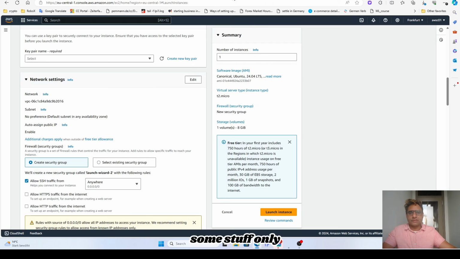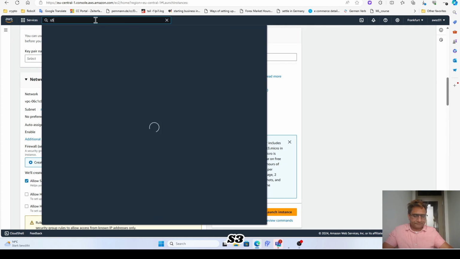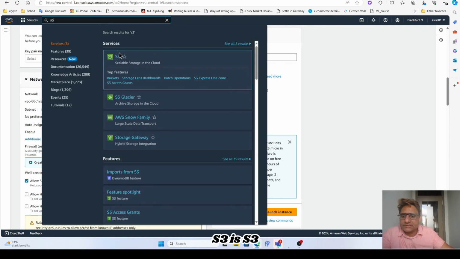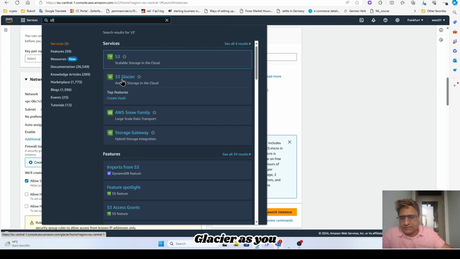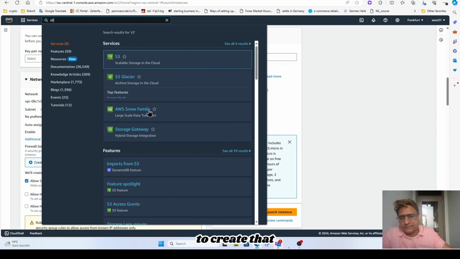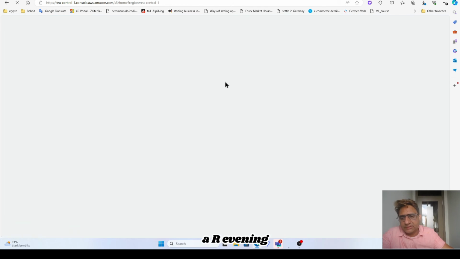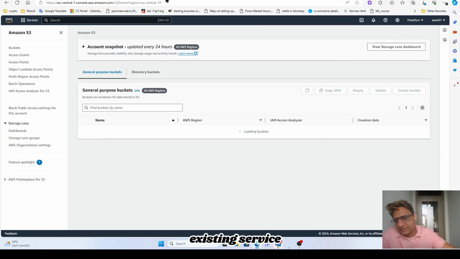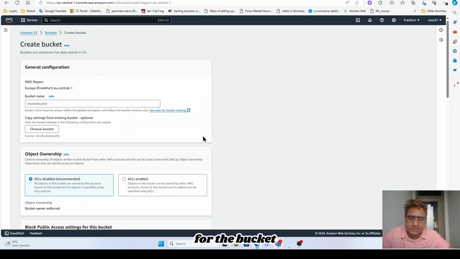Yeah, what I can do is that, very quickly, I can show some stuff on EC2 instance and S3. S3 Glacier, as you can see, you just need to create that. If you need archiving, you can connect to your existing service. For the bucket, it's very easy. You can say that, S3 test bucket.